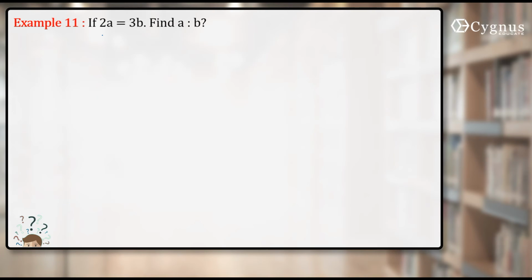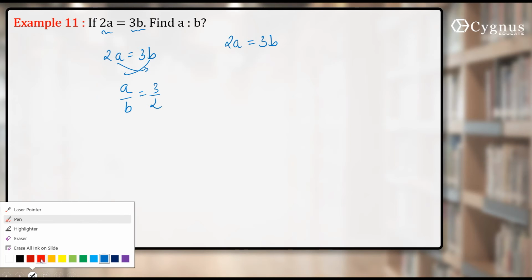Now, what if you get the information in this way? 2a is given equal to 3b. So, if 2a is equal to 3b, what is the ratio of a to b? What I can do is, b comes on this side, 2 goes on that side. We can easily write it as a by b is equal to 3 by 2. Or what else? 2a and 3b are given equal.